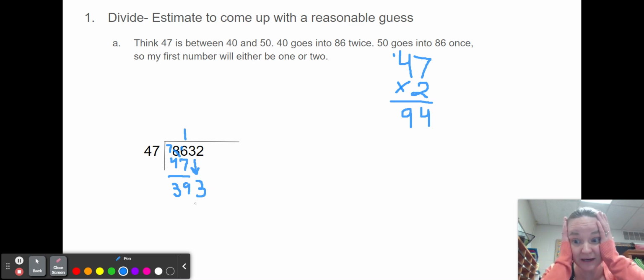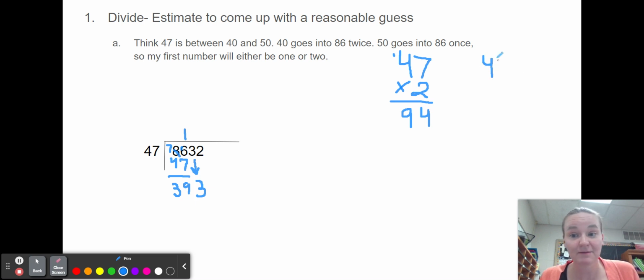Oh my goodness, those are big numbers. But we can do this. Again, deep breath, look at your numbers. Well, 47 is between 40 and 50. So 40 goes into 393. How many times does 4 go into 39? 9, right? How many times does 5 go into 39? 7. So I know my answer has to be somewhere between 7 and 9. So I should not guess anything lower than 7. If it's between 7 and 9, let's try 8. Seems like a good starting place.